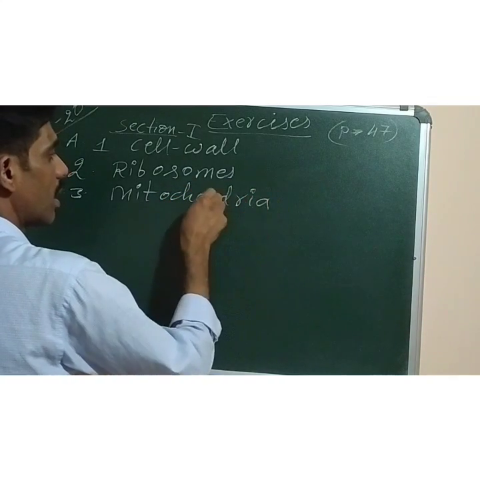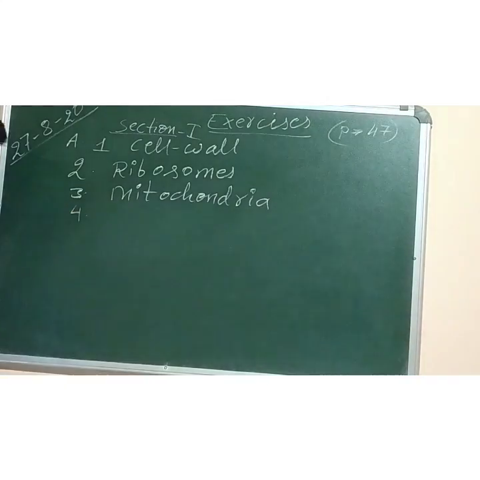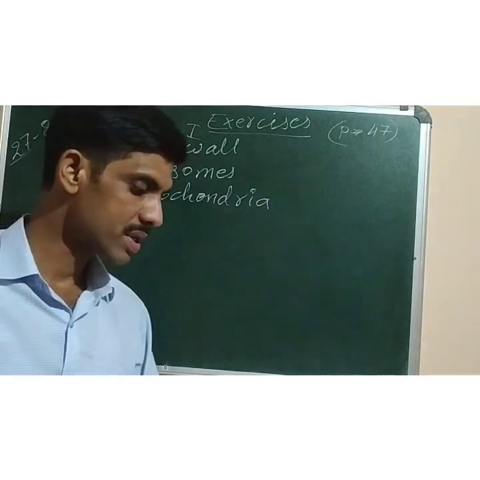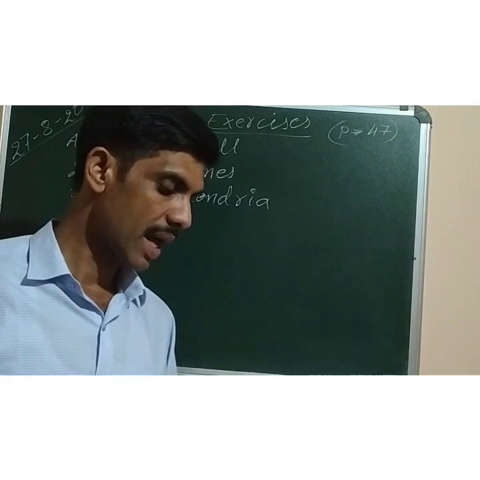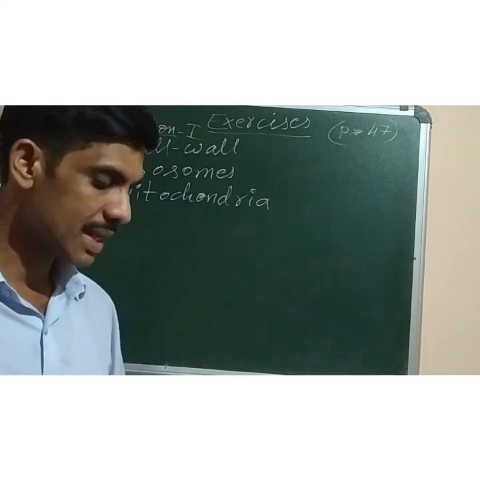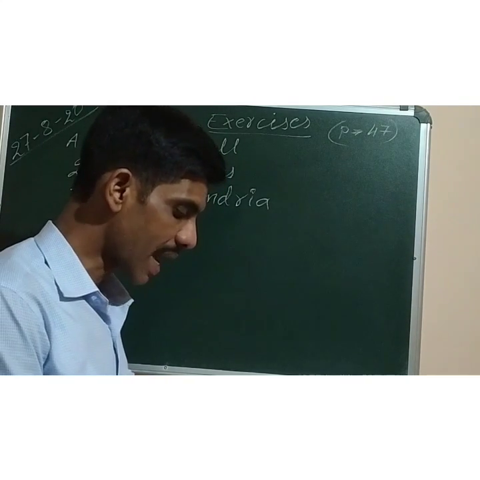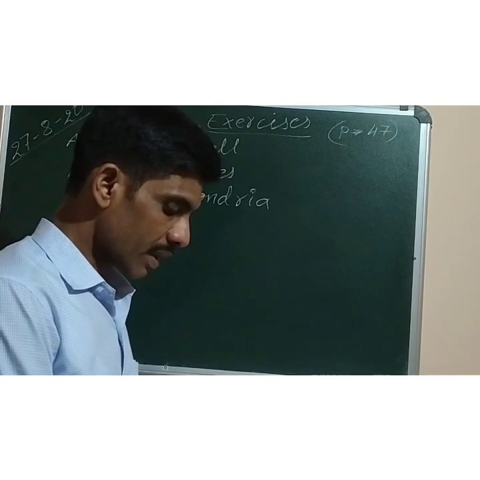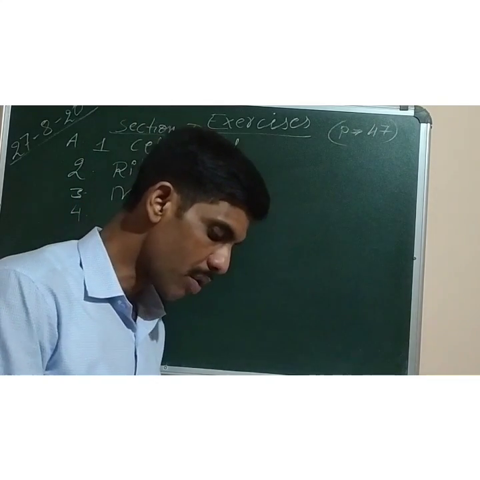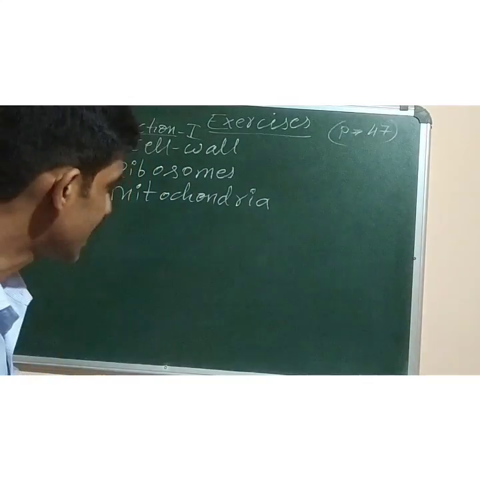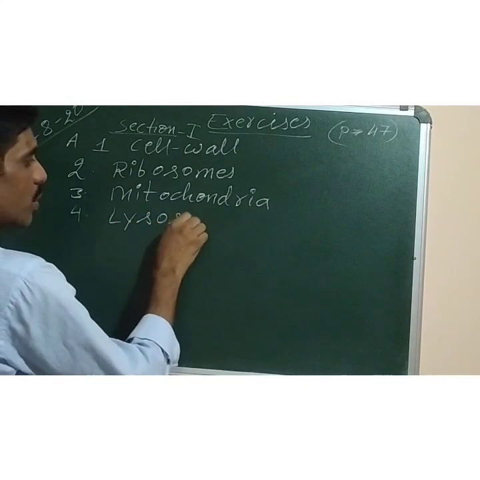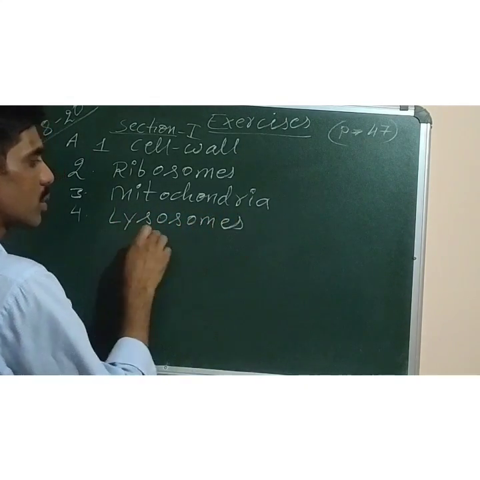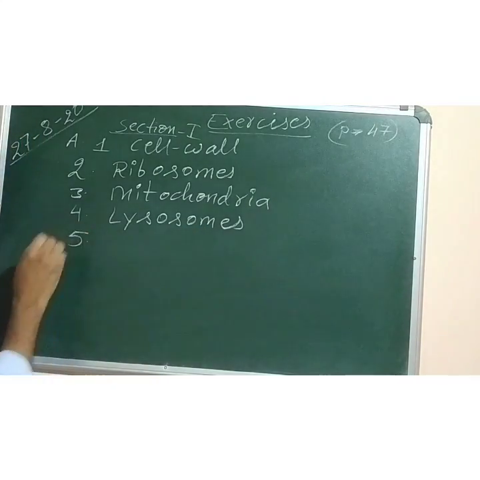Mitochondria. Okay. Then number 4 is membrane-bound sacs in the cytoplasm of an animal cell that contain digestive enzymes. So it's membrane-bound sacs. It should be the lysosomes, which are membrane-bound sacs that contain digestive enzymes. So the correct answer is lysosomes. We write it as lysosomes, but we pronounce it as lysosomes.